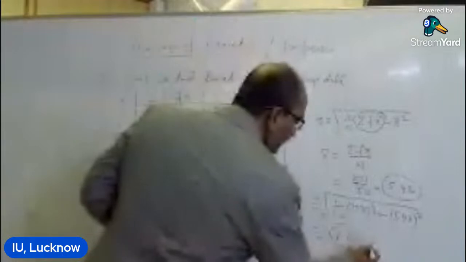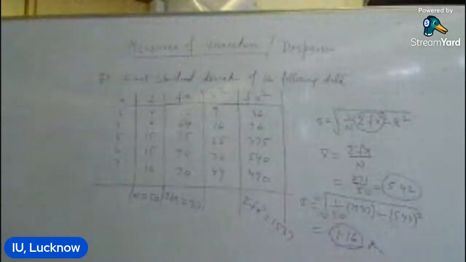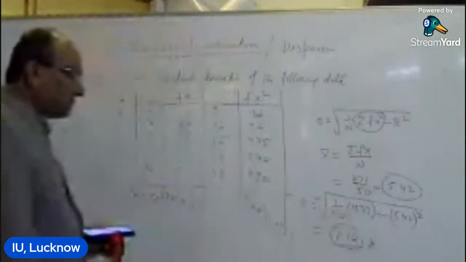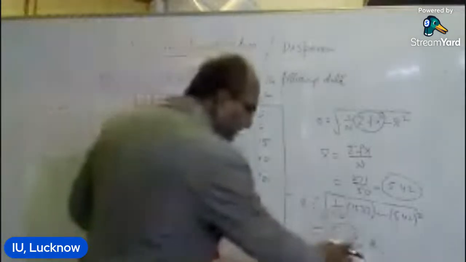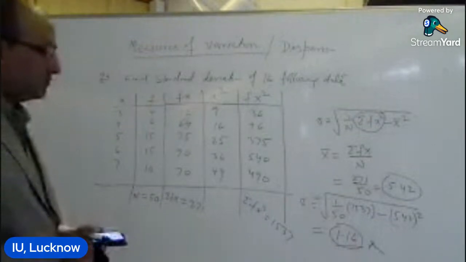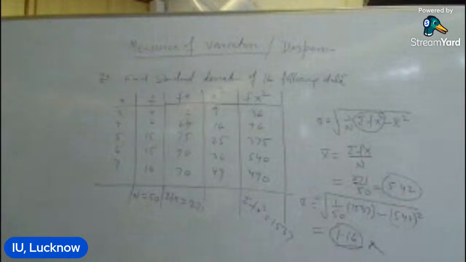This will have some unit. Suppose x is given in grams, so standard deviation is 1.16 grams. What does it mean? 1.16 is the average difference from the mean value. Now we take some continuous data with the class interval.